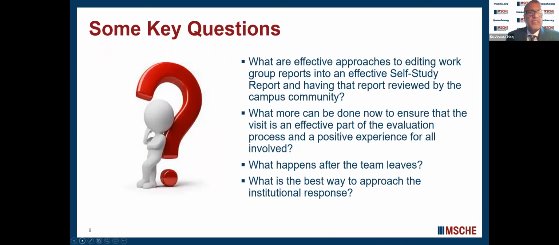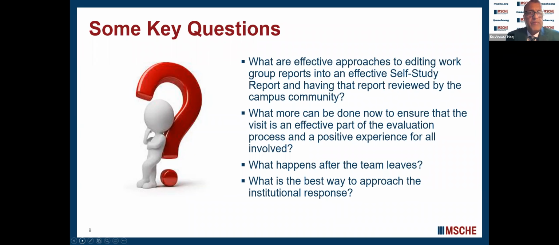Some of the key questions that you should ask yourselves while you're looking at this is, what are effective approaches to editing work group report into an effective self-study report? Again, combining all the working group reports and making it a smooth document into one final report. What more can be done now to ensure that the visit is an effective part of the evaluation process and a positive experience for both the institution as well as the team?